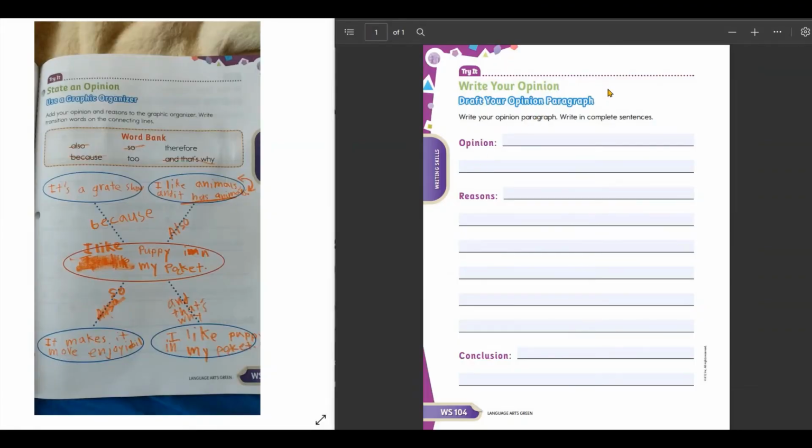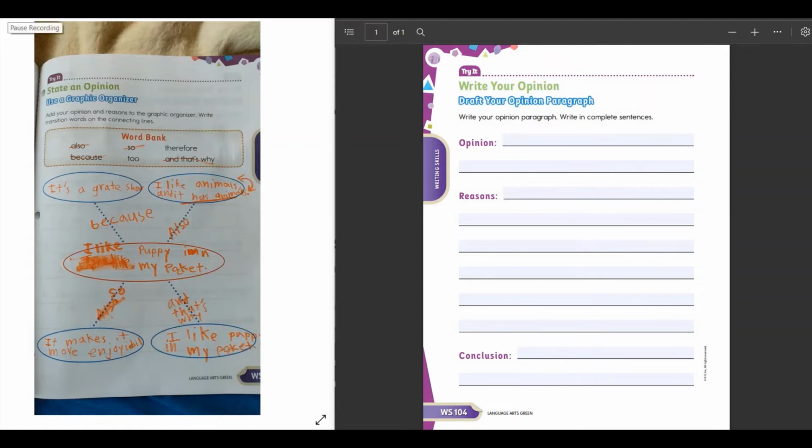Okay, so now it's time to draft your opinion paragraph. You'll be using your graphic organizer and all the ideas you put in it to complete this activity book page, which is in WS 104, Writing Skills, page 104. In this video, I'm going to show you exactly how to do that, except I'll be typing while you will be handwriting this in your activity book page.